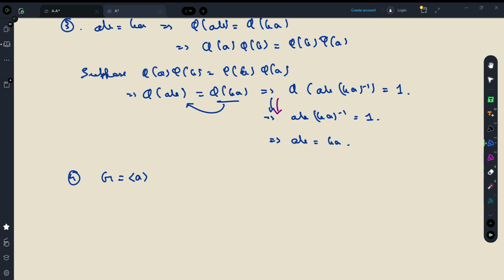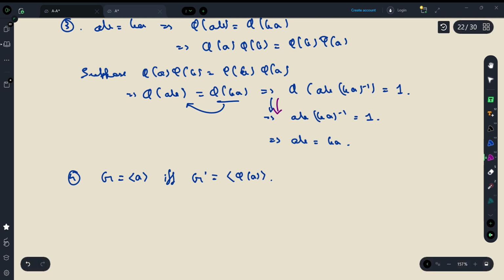That is, G is a cyclic group generated by a if and only if G' is the cyclic group generated by phi of a. How can we prove this? It's quite obvious if we know that isomorphism preserves order, because G and G' are already numerically equivalent, because phi is a bijection, right?